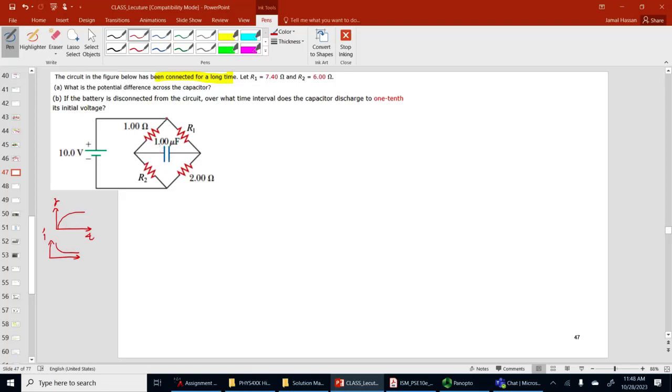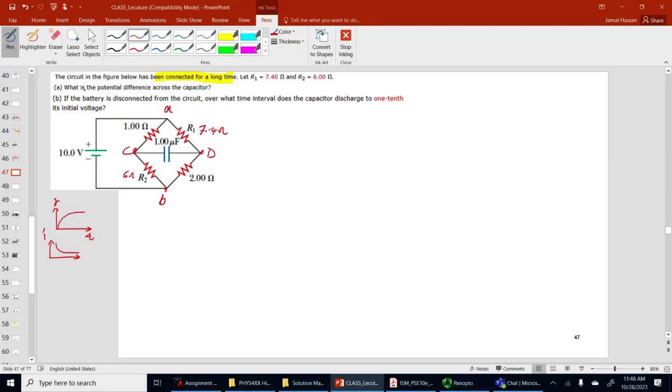So let's say, before reading the question, this is A, this is B, this is C, and this is D. What I'm trying to tell you is there is no current that passes through CD because it's connected for a long time. Okay, R1 is equal to 7.4. I'm going to just write down the value here, 7.4, because I'm going to need it. And R2 is equal to 6 ohm, so this is 6 ohm.